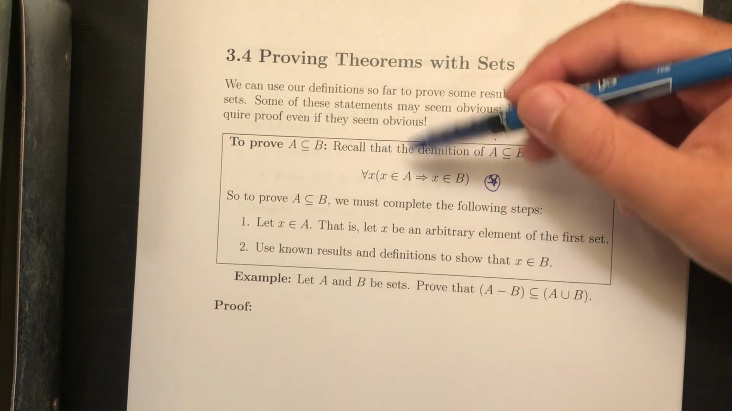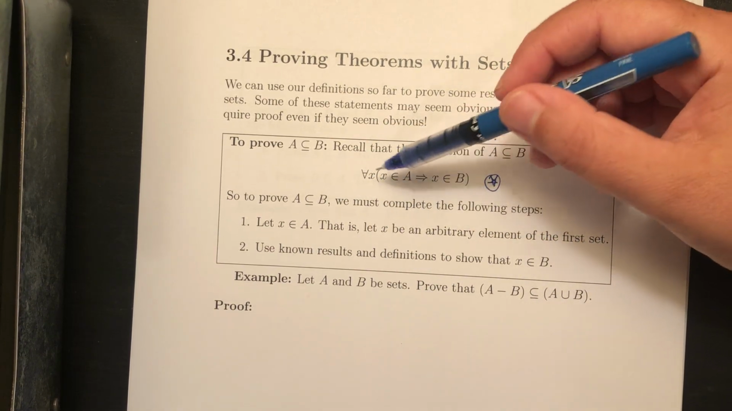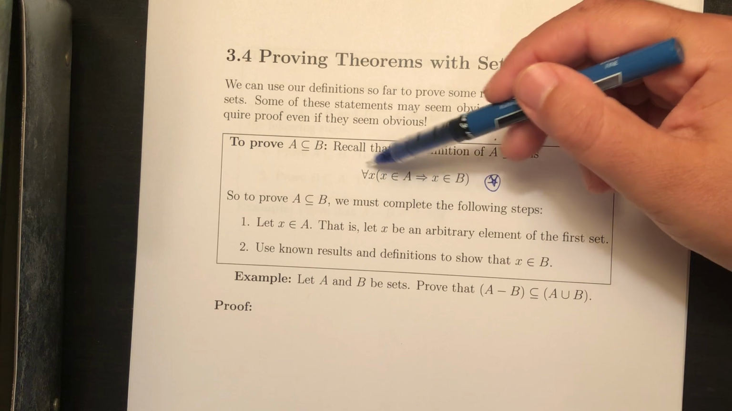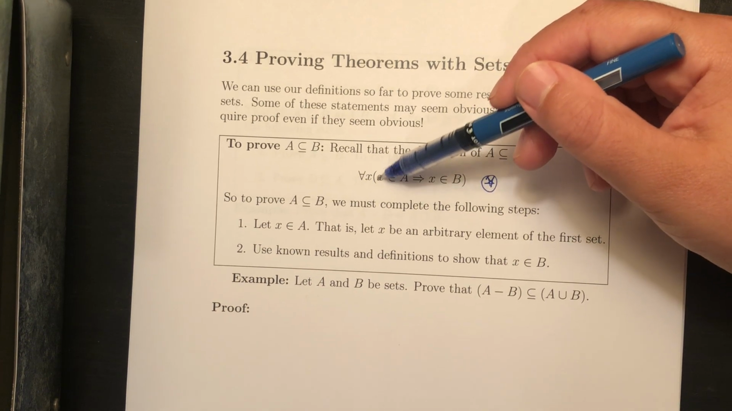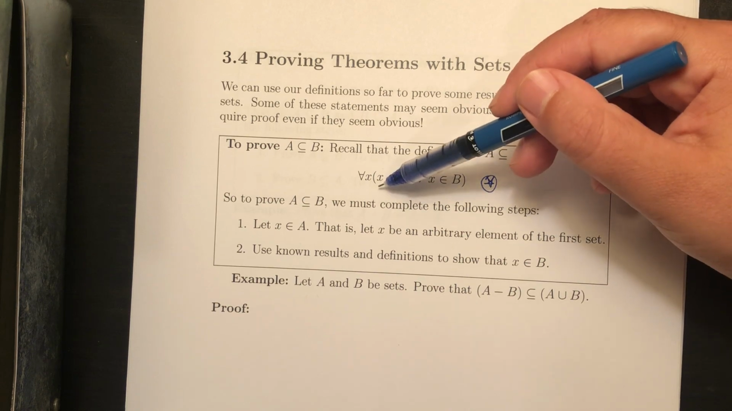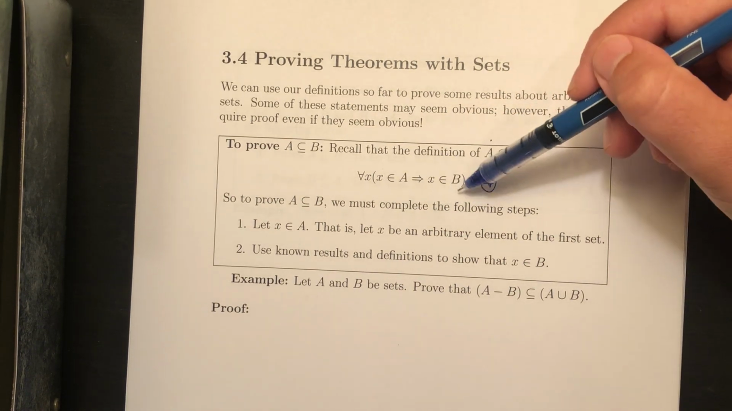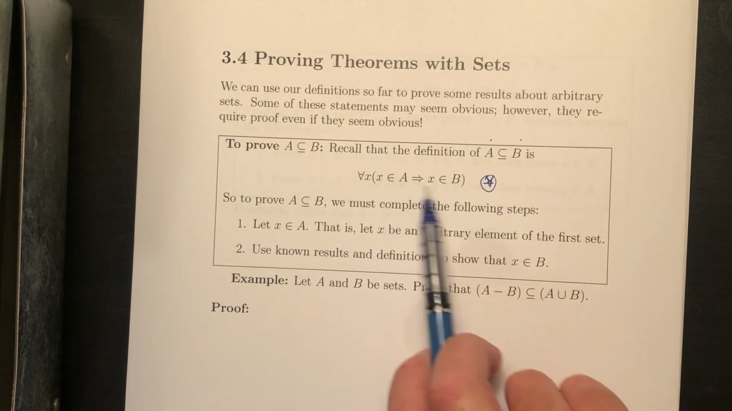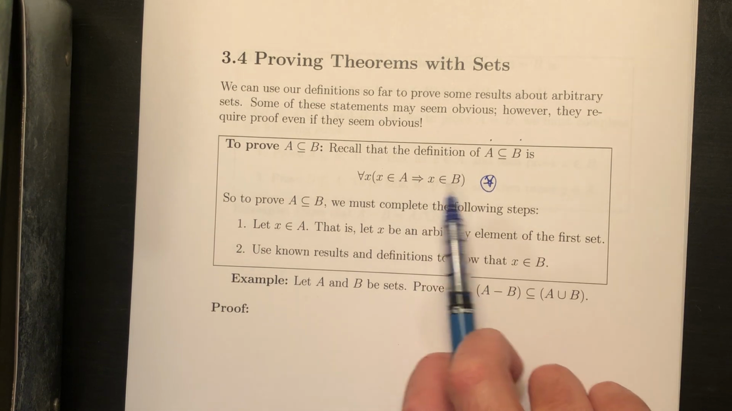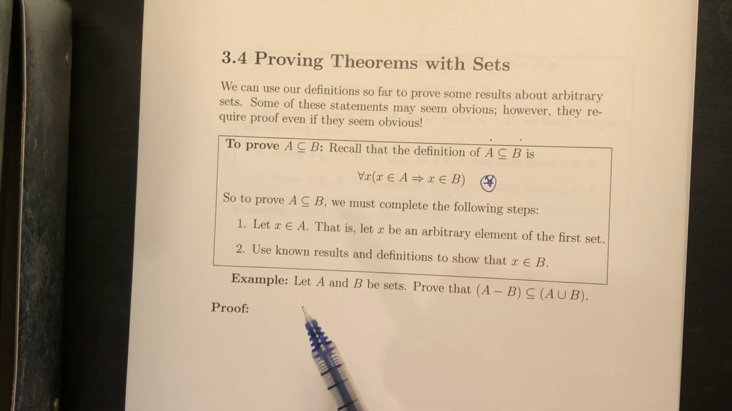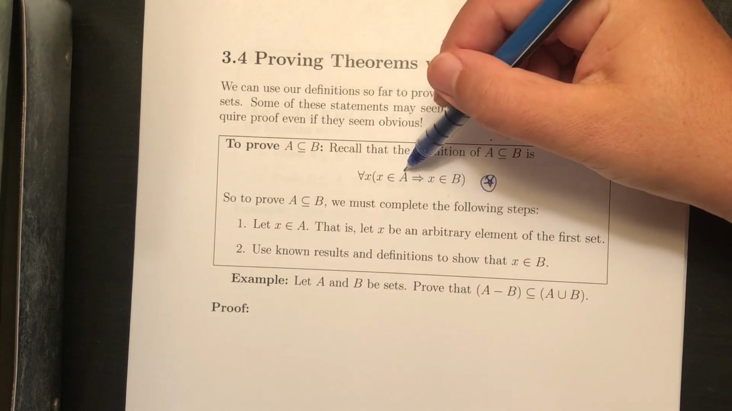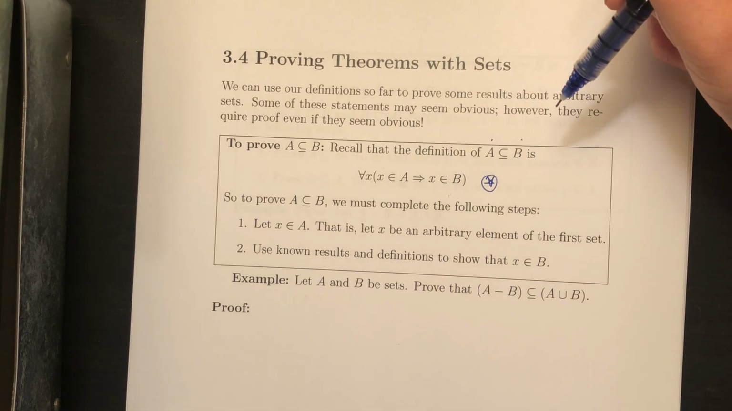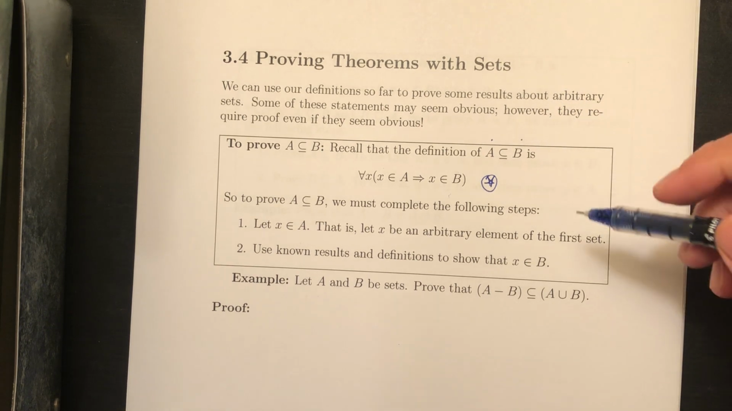And the way that we prove a statement with a universal quantifier is we let x be an arbitrary member of our universe, assume that x is an element of A, and then show that x is an element of B. Remember, this is essentially a conditional statement inside the parentheses here. If x is an element of A, then x is an element of B. So to prove that directly, we assume the hypothesis and we prove the conclusion.